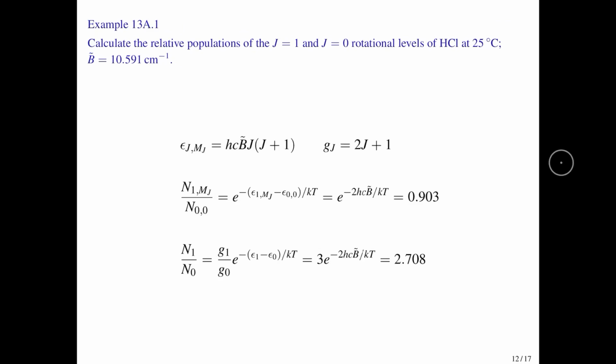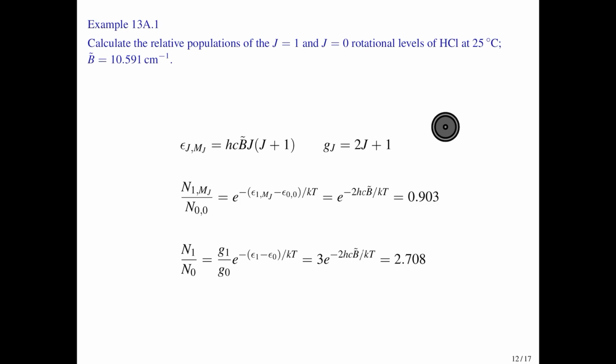You're being asked to calculate the relative populations of the J equals 1 and J equals 0 rotational energy levels. Here's the formula for the energy levels for the rigid rotor. And over here is the degeneracy of the different levels, right? So you have two quantum numbers, J and M sub J. The energy depends only on J. So states with the same J value but different M sub J values are degenerate. And here's the degeneracy. For every value of J, you have 2J plus 1 equivalent energies.